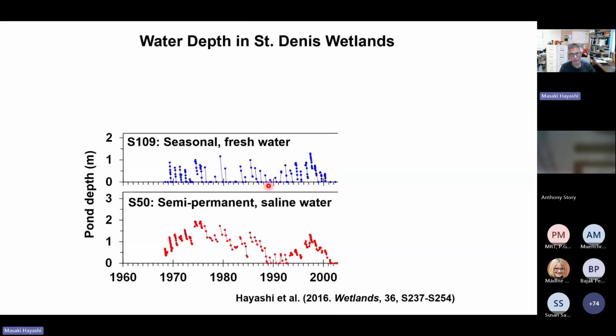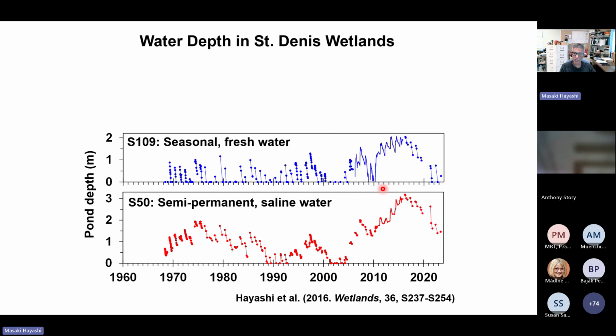So here is the pattern of water levels over the 1960s to 1990s. This period, early to late 1990s, was when I was working on this with Garth on my PhD and subsequent work. As you can see, there is a seasonal pattern and more of a permanent pattern. And it changed after that because we had a wet period.